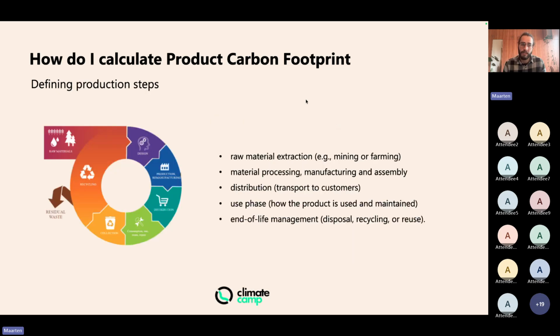Once you've defined cradle to gate as a system boundary, you will move towards defining your production steps. So what are the different steps your raw materials go through, processing, etc., up until they reach your factory, until they are manufactured into a final product? The most common ones obviously are raw material extraction, material processing, distribution, or the delivery of transport between the raw materials and your organization. Use phase and end of life is more relevant for cradle to grave.